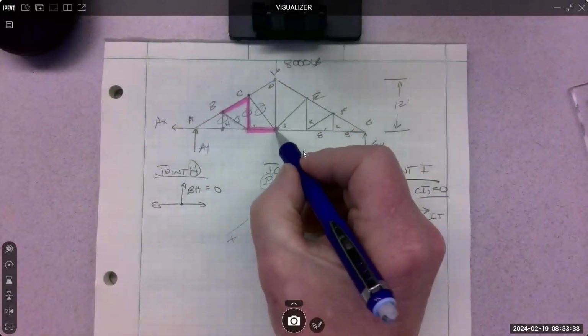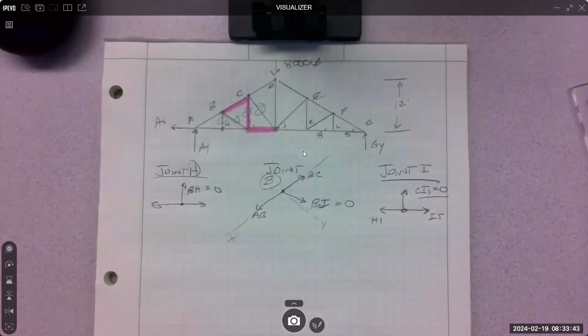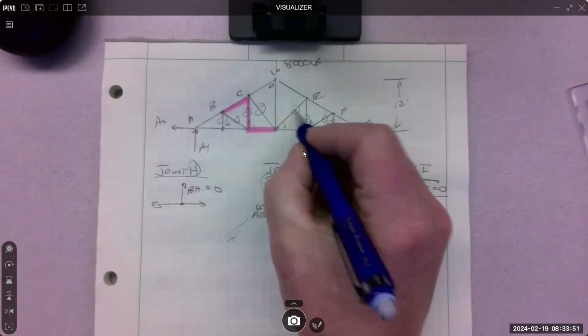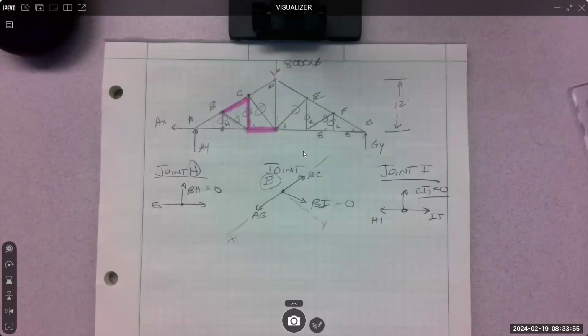But once we get down to here, there's too much going on. It's not a clean T. It's chaos. So that stops the zero force members. It happens on the other side too. 0, 0, 0, and 0. It just means all of the internal structure of this truss is not loaded under this loading condition.